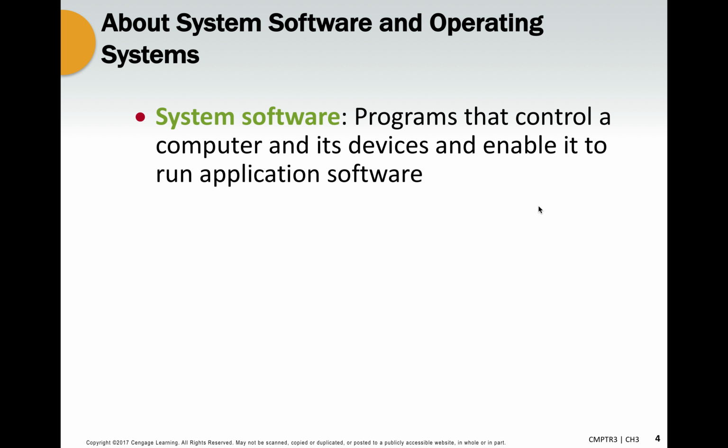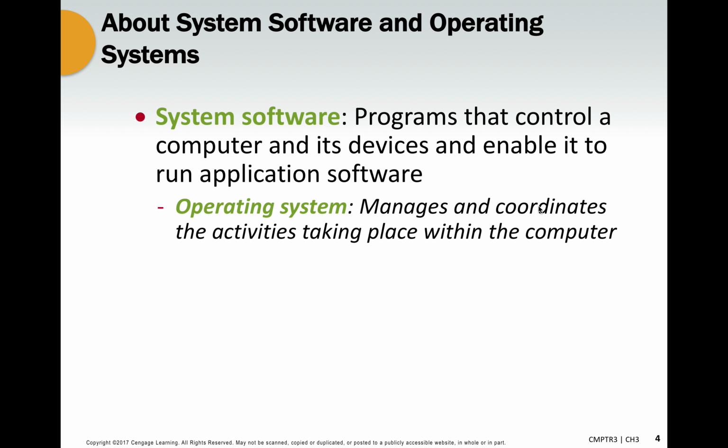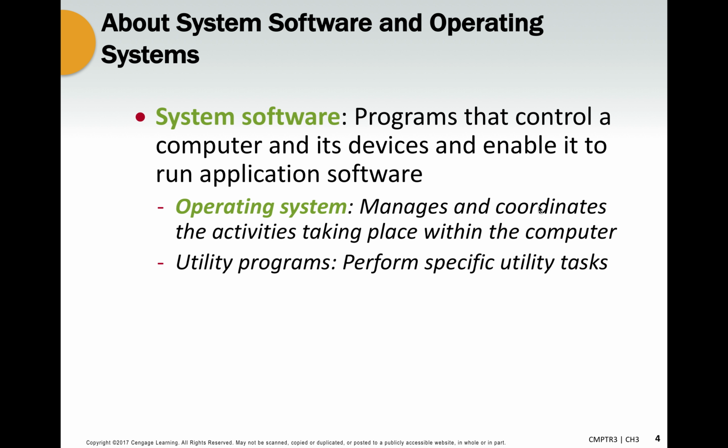Your system software is programs that control a computer and its devices and enable it to run application software. A part of that is called our operating system, or OS, and that manages and coordinates activities taking place within the computer. Then we have utility programs that perform specific utility tasks within your computer every so often.